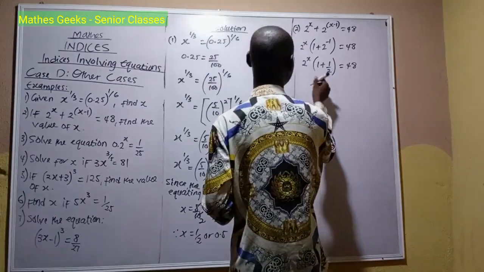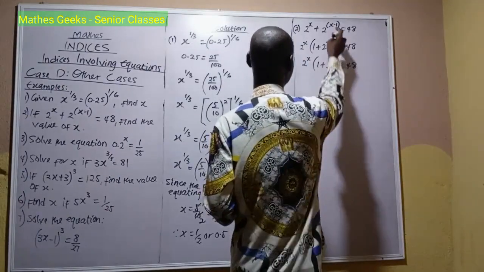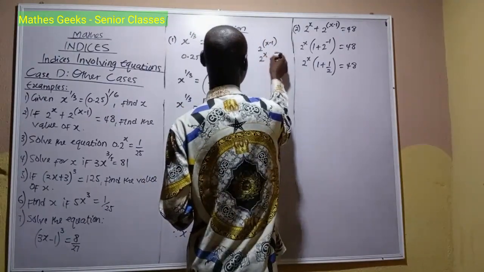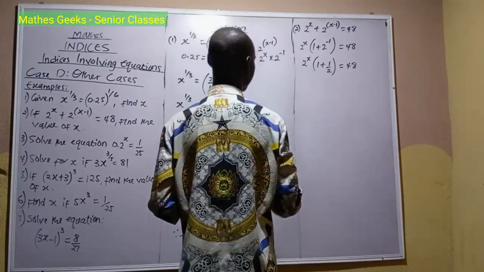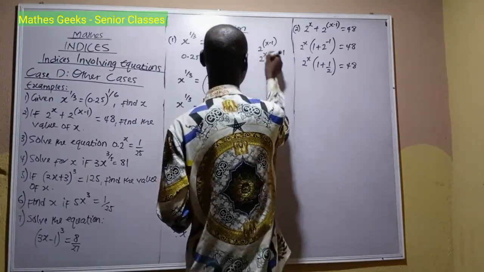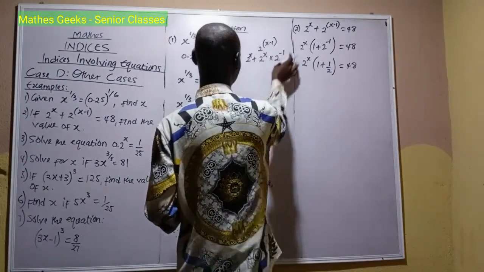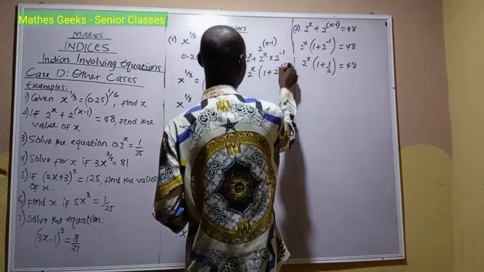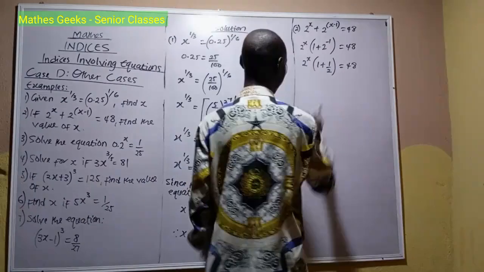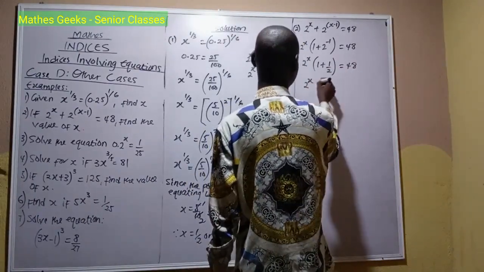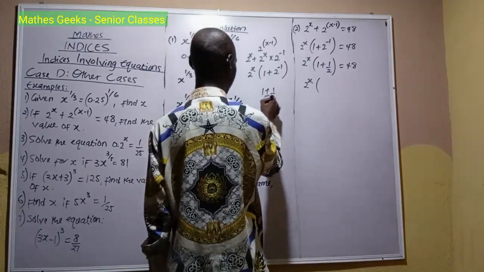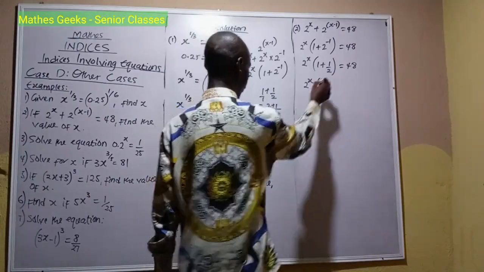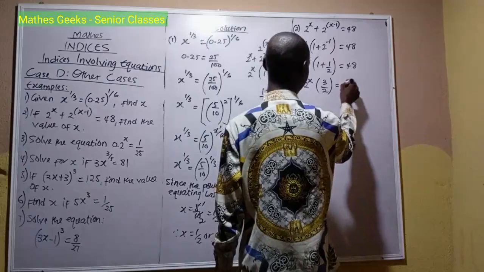This part here, 2 raised to x minus 1, is essentially 2 raised to x times 2 raised to minus 1. So when we factor out 2 raised to x, we are left with 1 plus 2 raised to minus 1, which is 1 plus 1 over 2. The LCM is 2, so 2 plus 1 is equal to 3 over 2. So 2 raised to the power x times 3 over 2 is 48.